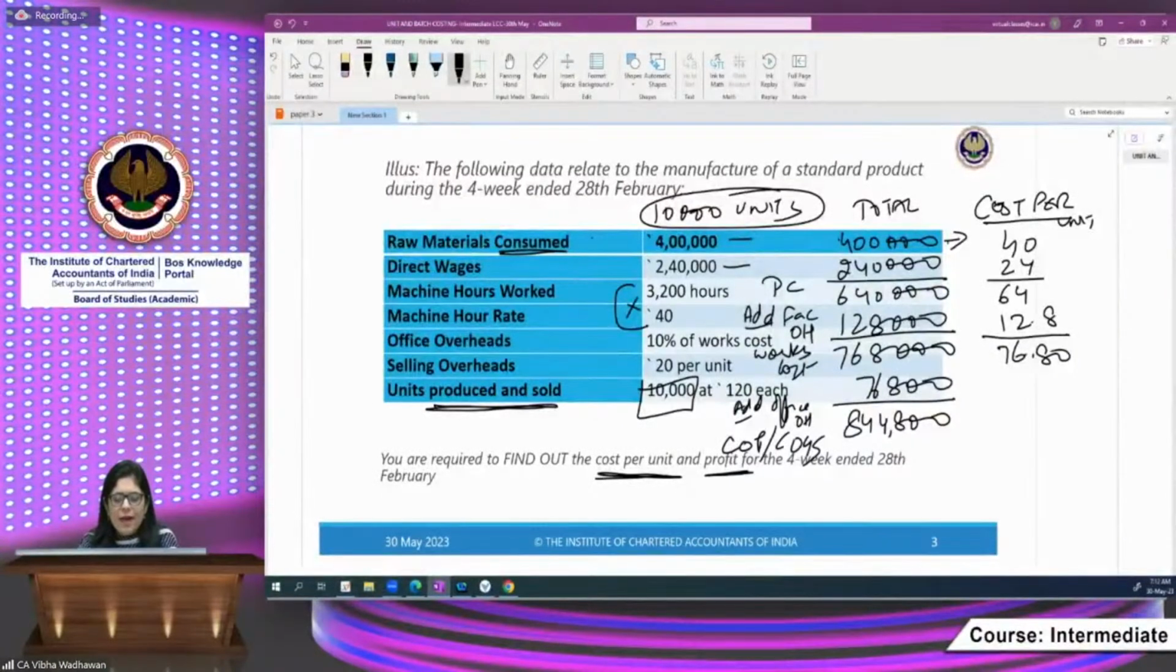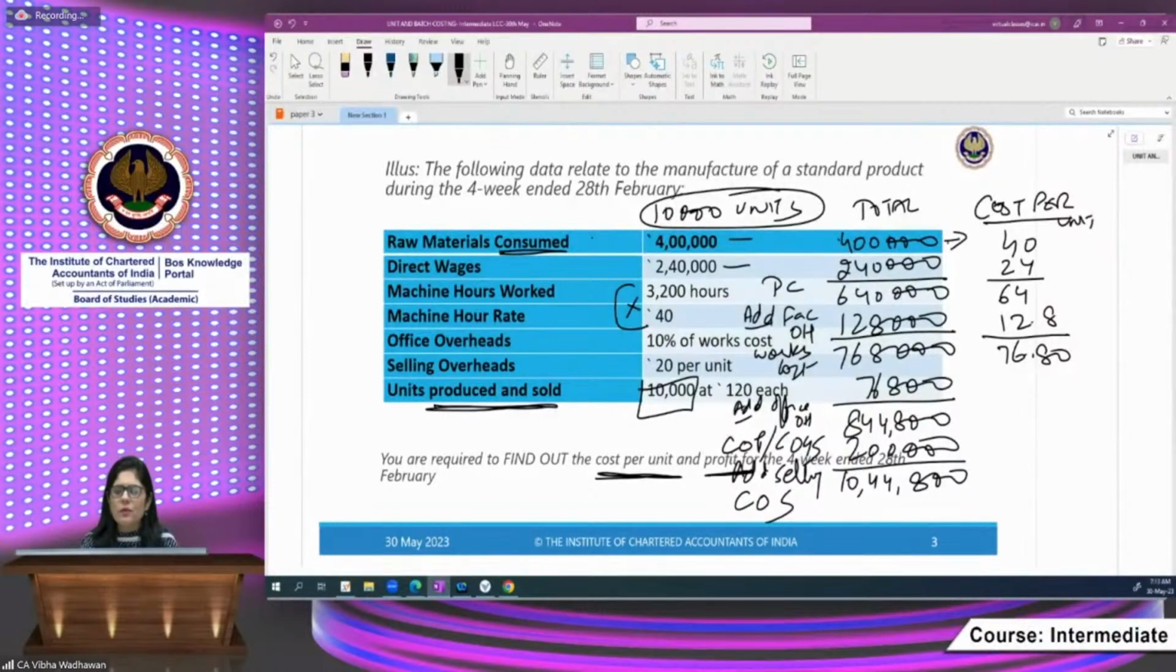Then you have to add selling overheads, 20 per unit. So how much are the selling overheads? 10,000 into 20, 2 lakh is selling overheads. Add selling overheads 2 lakh. So 10 lakh 44,800 cost of sales.